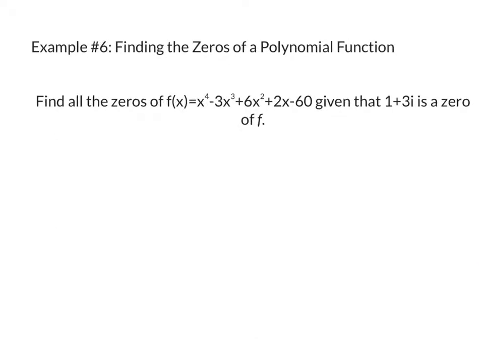All right, our last example. Example 6 says finding the zeros of a polynomial function. So to find all the zeros of f of x equals x to the 4th minus 3x cubed plus 6x squared plus 2x minus 60, given that 1 plus 3i is a zero of f.